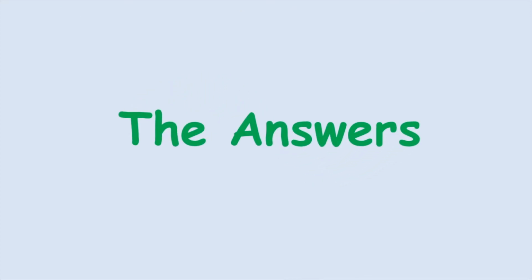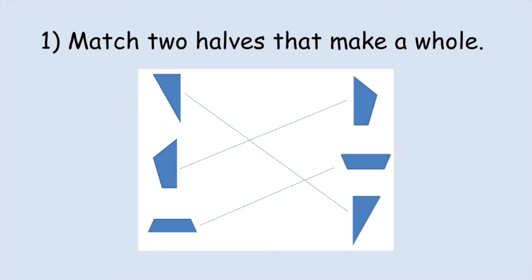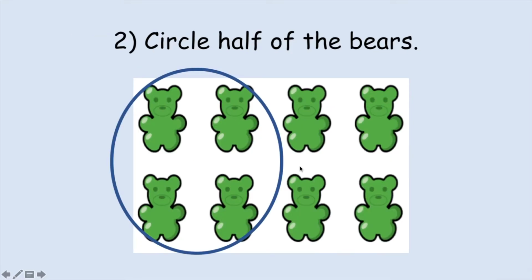Now that was quite a tricky quiz, so well done for finishing it. And here are the answers. So the half of a triangle matches to the other half. Half of a pentagon matches to the other half. And then we have one left. Well done if you got that correct.